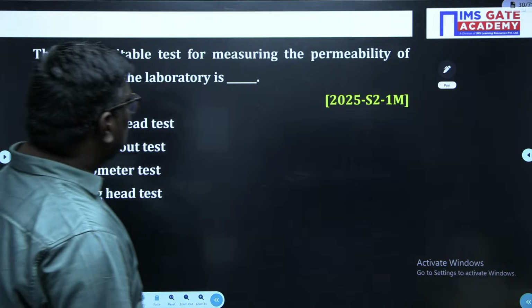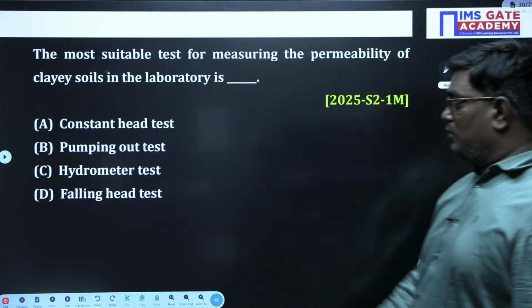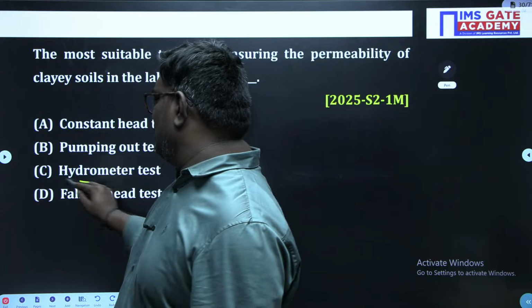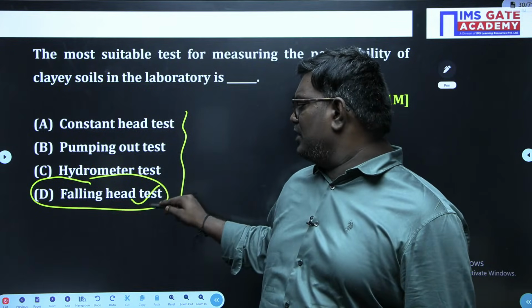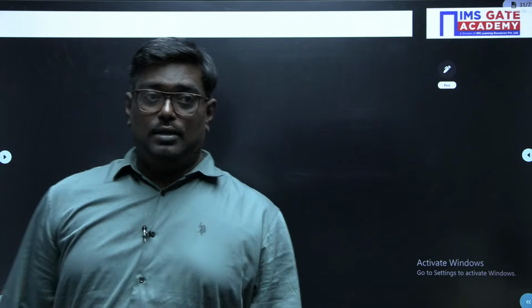Next, the most suitable soil, the permeability of clay soils. We have different tests here. Let us discuss. The answer here will be falling head test, because for clays it is falling head test, or we can say variable head test. But let us discuss what is permeability.